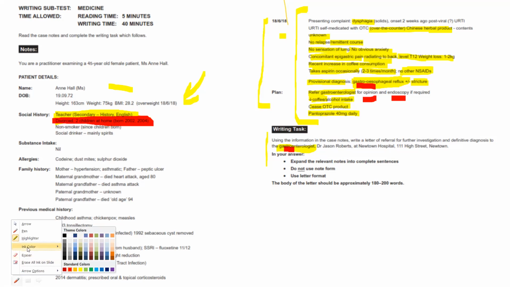What about smoking? Is it important? Smoking is important. Yes, of course it's important. Why is smoking important? Because it is a risk factor of gastric ulcer disease. Great. Yes. So smoking is a risk factor for lots of pathological conditions, so we have to include this in our writing.